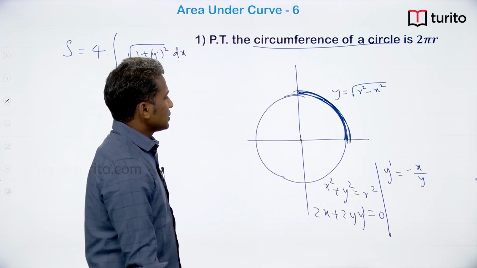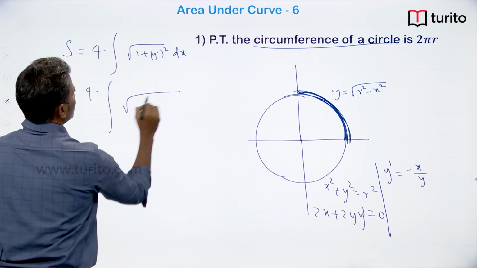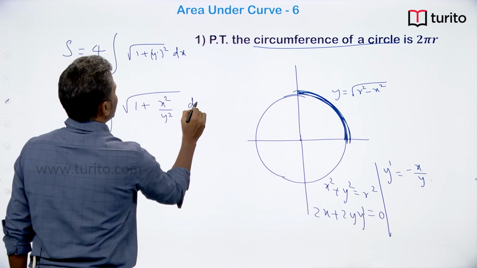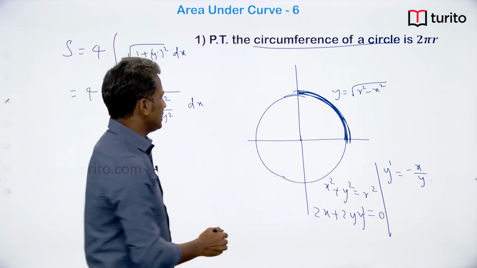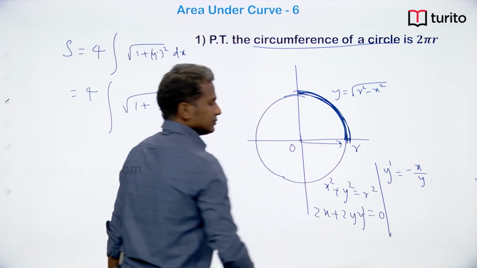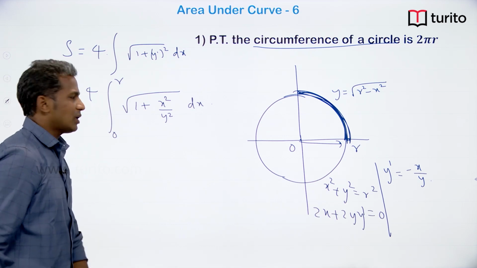So, I just have to put it here. Root of 1 plus x square by y square into dx. Now what about the limits? X is basically varying from 0 till r. So that means limits have to vary from 0 to r.